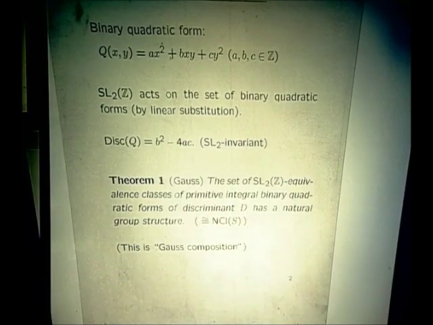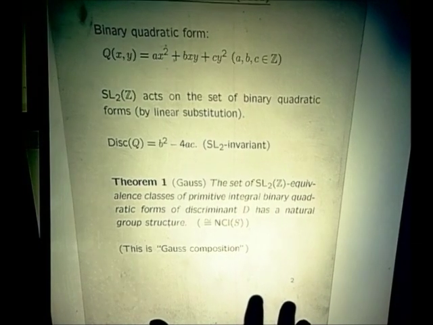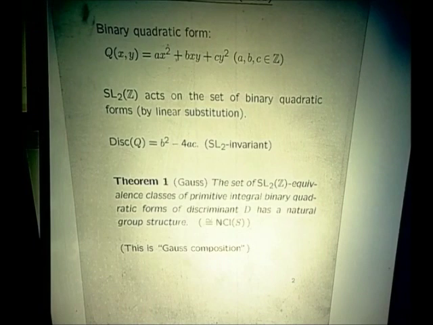So what Gauss is saying is that the set of integral binary quadratic forms that have a given discriminant, up to SL2Z equivalence, naturally form the structure of a group, which is nowadays called the narrow class group. So this was quite a discovery because the notion of group hadn't existed yet.